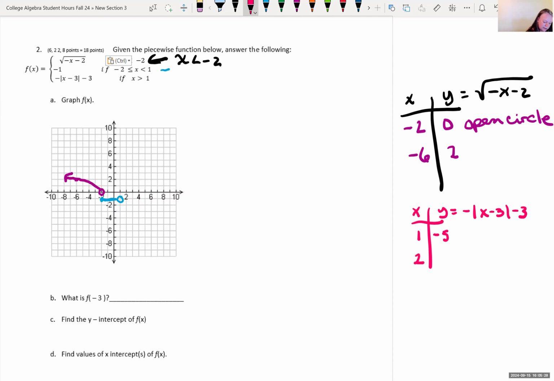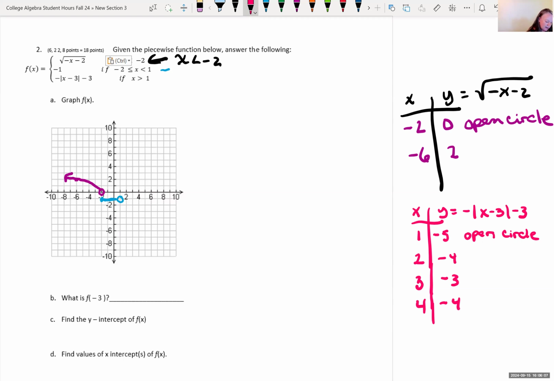If I plug in 2, and this is going to be an open circle because it's not included with that inequality. If I get x equals 2, I would have 2 minus 3 inside the absolute value, which is negative 1. Absolute value of negative 1 is 1, with a negative out front is negative 1, minus 3 is negative 4. If I plug in 3 here, 3 minus 3 is 0. 0 minus 3 is negative 3. Let me just go a little bit further. How about 4? 4 minus 3 is 1. Then with a negative out front, it's negative 1 minus 3 is negative 4.